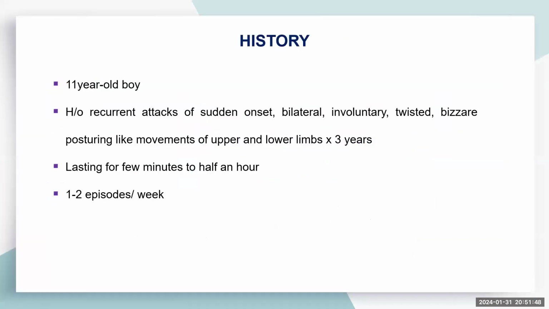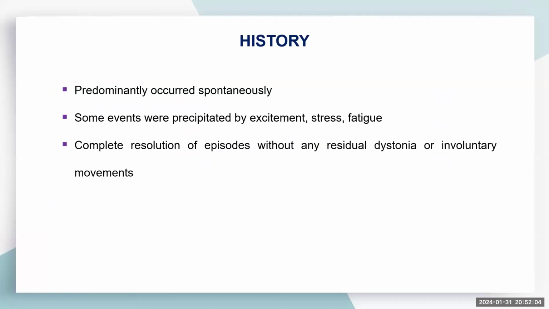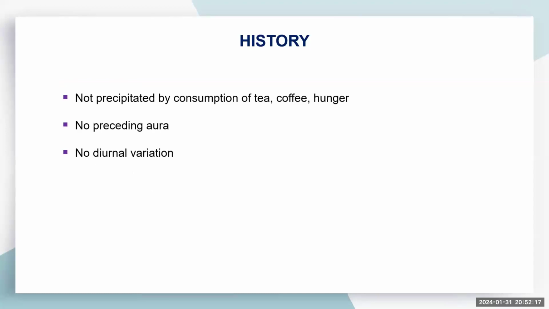So, we had this 11-year-old boy with a history of recurrent attacks of sudden onset bilateral involuntary twisted, bizarre posturing-like movements of the upper and lower limbs. These were since the last 3 years. They lasted for a few minutes to half an hour, and the frequency of these episodes was 1 to 2 episodes per week. These episodes occurred predominantly spontaneously, and some events were, however, precipitated by excitement, stress, and fatigue. There was complete resolution of these episodes without any residual dystonia or involuntary movements.